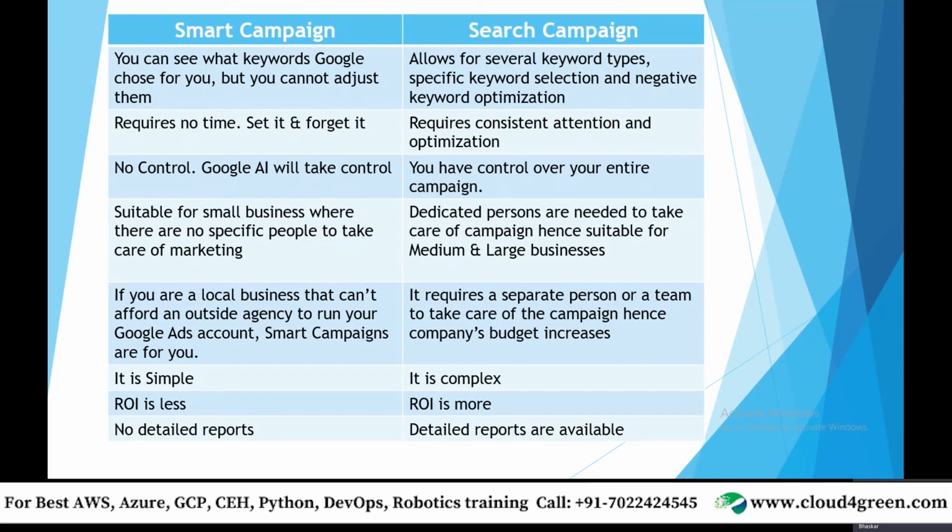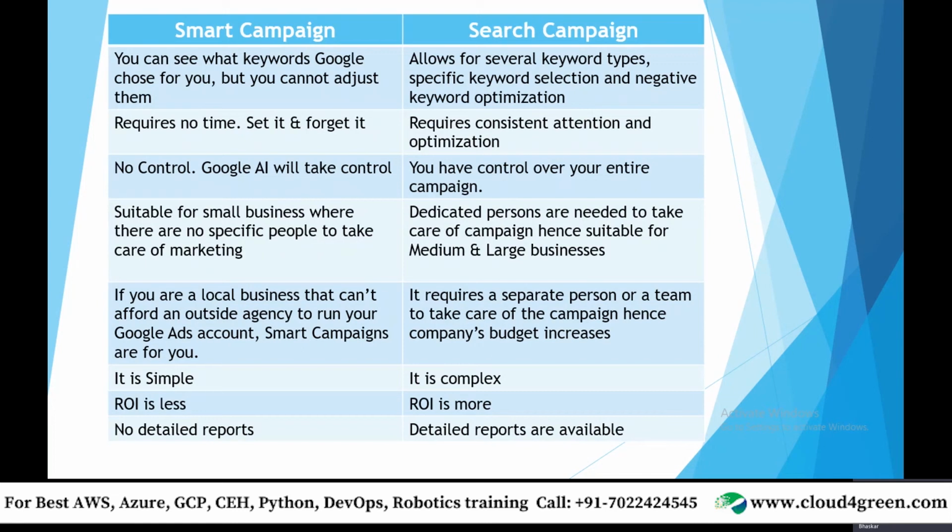A smart campaign is basically suitable for small businesses where there are no specific people or team to take care of marketing. But a search campaign needs dedicated persons to take care of the campaign. It requires a specific person or team to look after this, so it is usually suitable for medium and large businesses. And the smart campaign is usually suitable for low budgets.